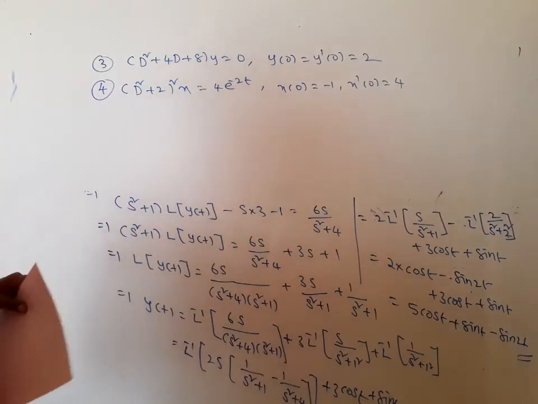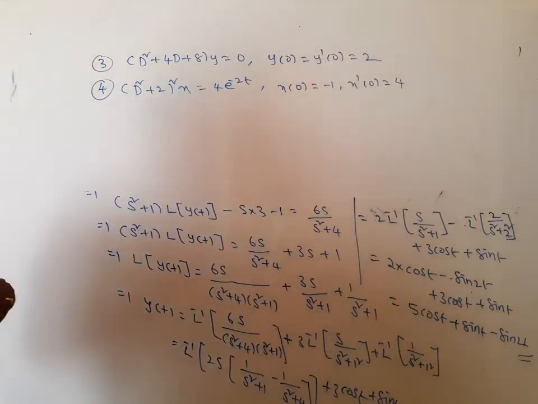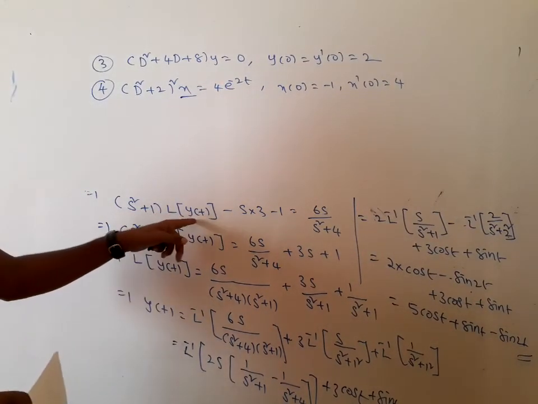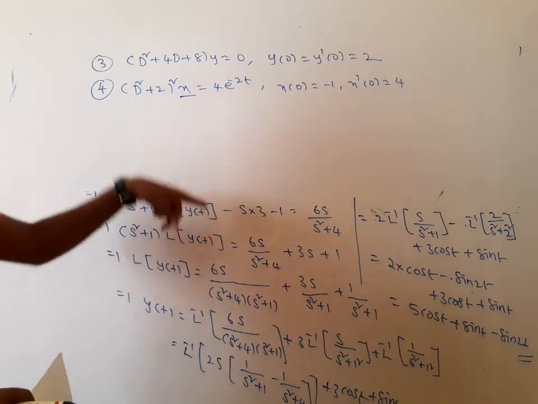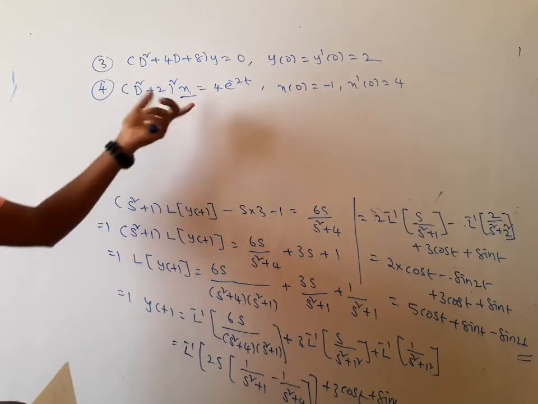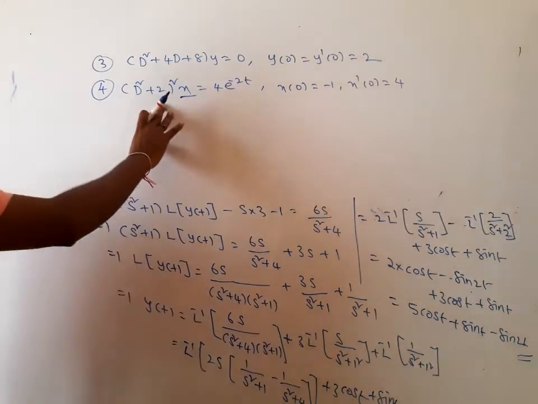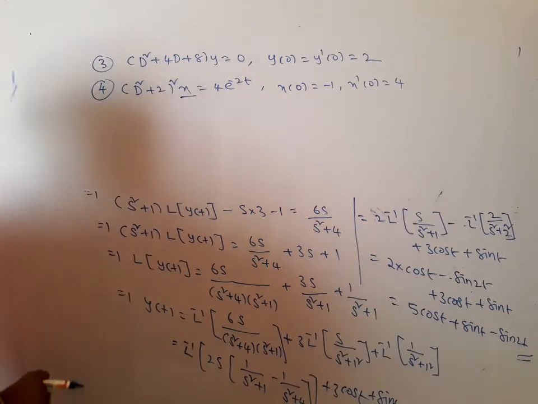Here don't get confused. The independent variable is t, the dependent variable is x. That means here we have the L of y of t, no? Here what we are going to write? L of x of t. We will get x of t. Why? The dependent variable is x and the independent variable is t. The same problem, but instead of y, here it is x.